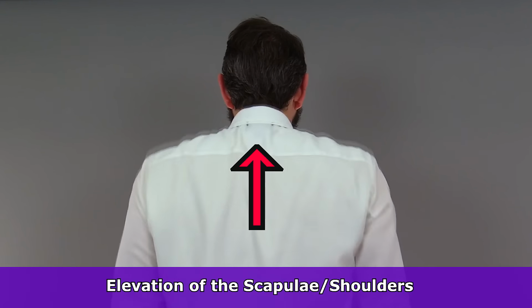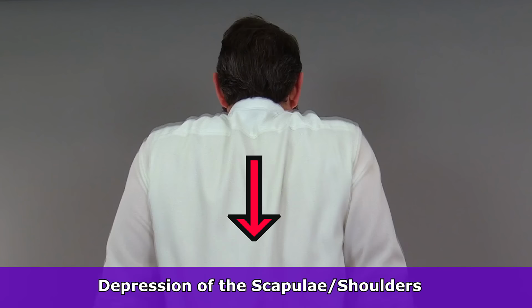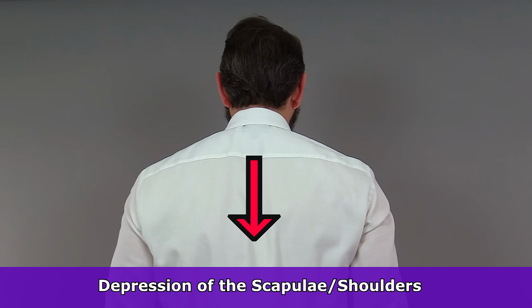Similarly, when you move your scapulae up, elevation of the shoulder girdle occurs, and when you move them back down, depression of the shoulder girdle occurs.